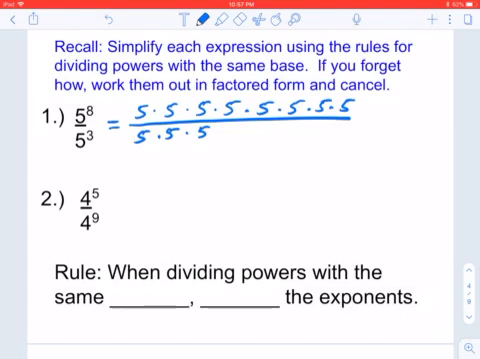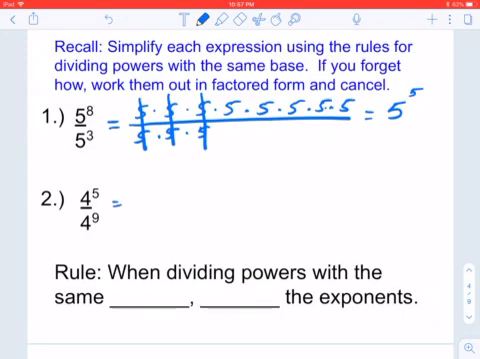Okay, so I have numbers over themselves. This makes 1. This makes 1. This makes 1. And what I'm left with is 5 to the fifth power, and that's all in the numerator, so I get 5 to the fifth power.